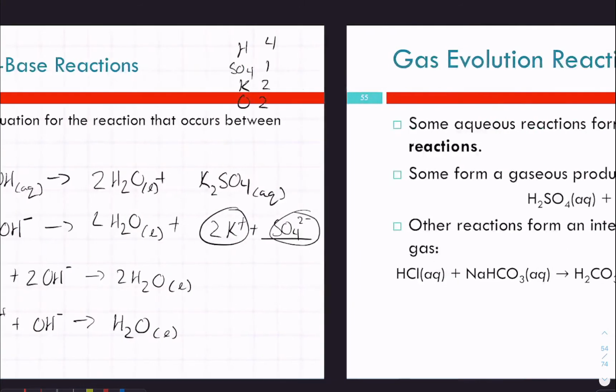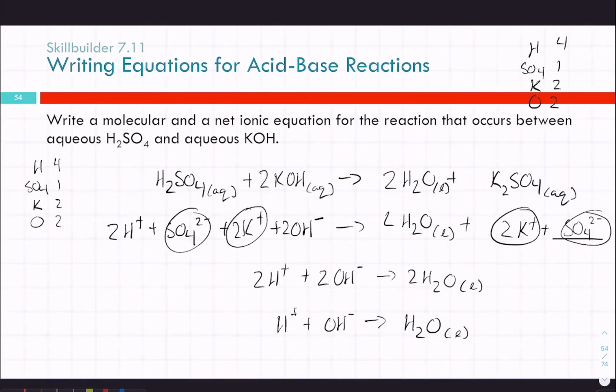Do you have another one? No, we just go into gas evolution reactions. Yeah, so I would start with these, then predict that you're going to have water and a salt, balance that, then write a net ionic equation. Or complete ionic equation, and then the net. Are there any questions? Okay.